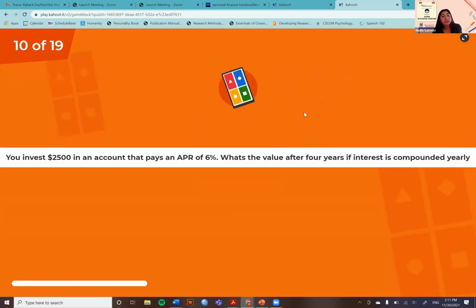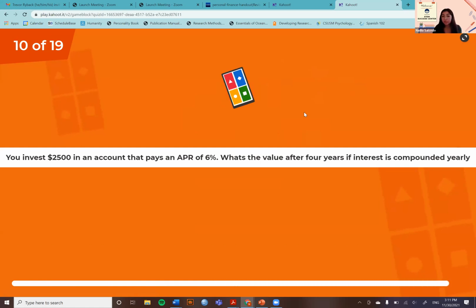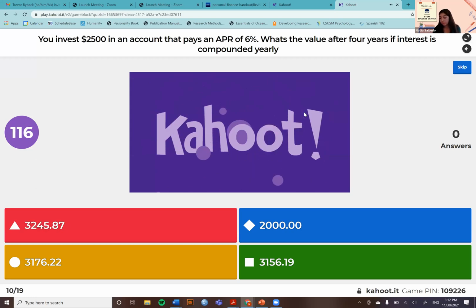Okay, you invest 2,500 into an account that pays an APR of 6%. What's the value after 4 years if interest is compounded yearly? So you're investing a certain amount and you're trying to find what the value is after you compound it yearly for 4 years. So we're putting some amount in our account and we're trying to find how much we would have after 4 years. Formula, what do we need for this one?